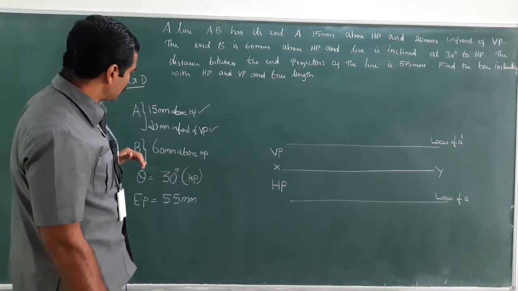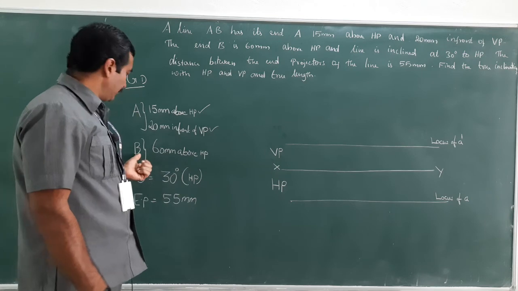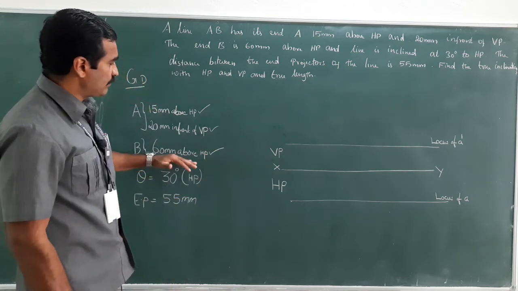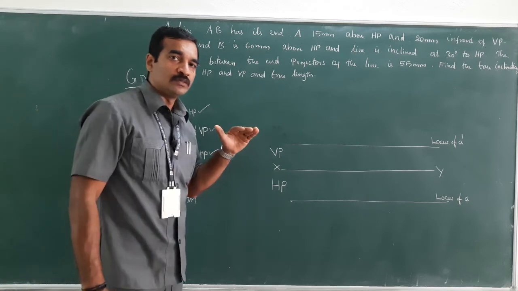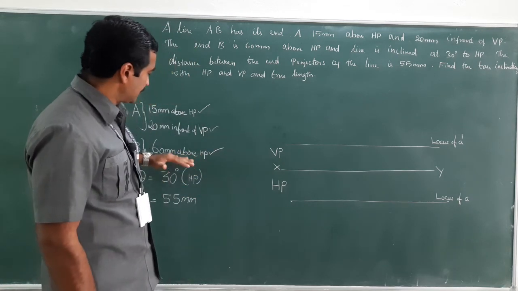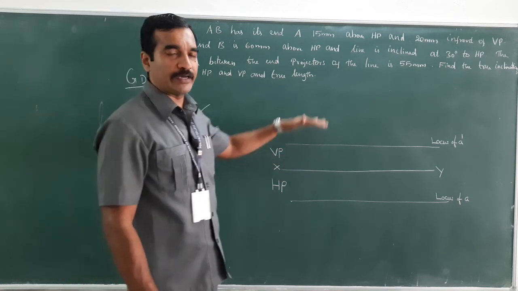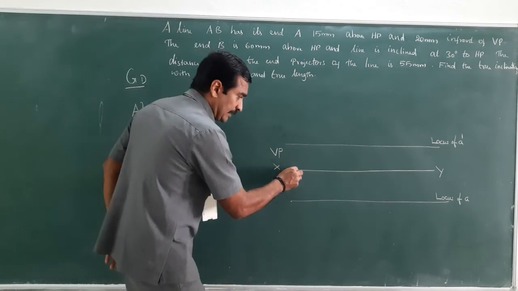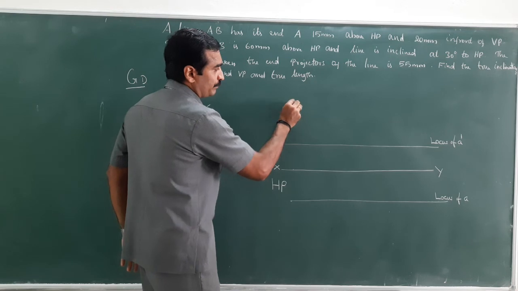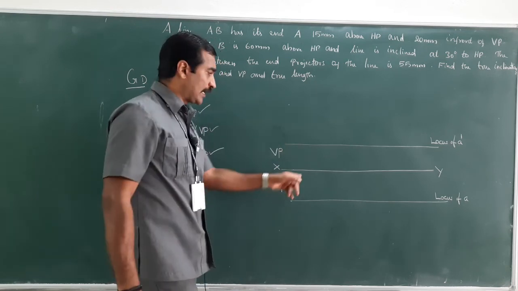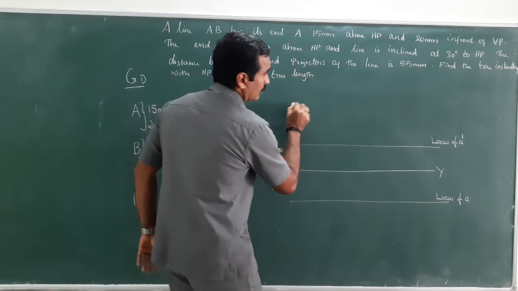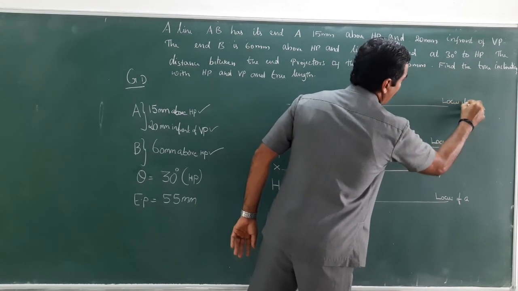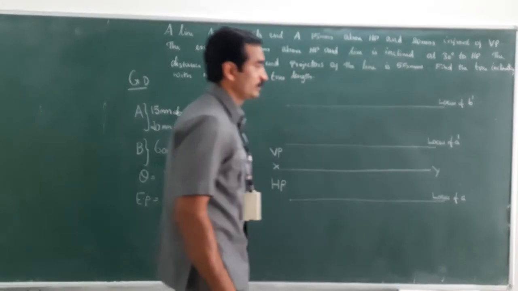Next, I am going to take the information for B, which is 60 mm above HP. If the distance is 60 mm above HP, which will reflect on the VP. So from the reference line, take 60 mm and draw a parallel line to the XY. So this is locus of B dash.